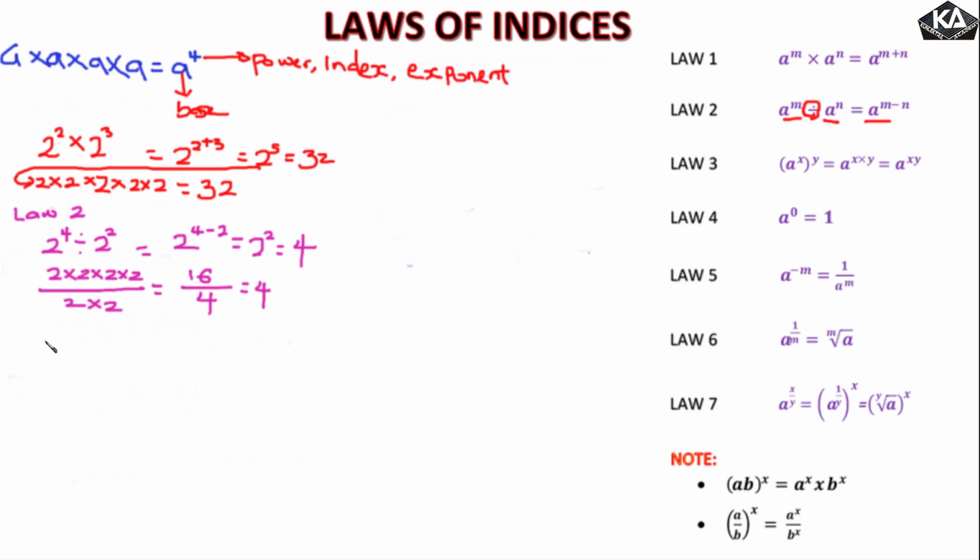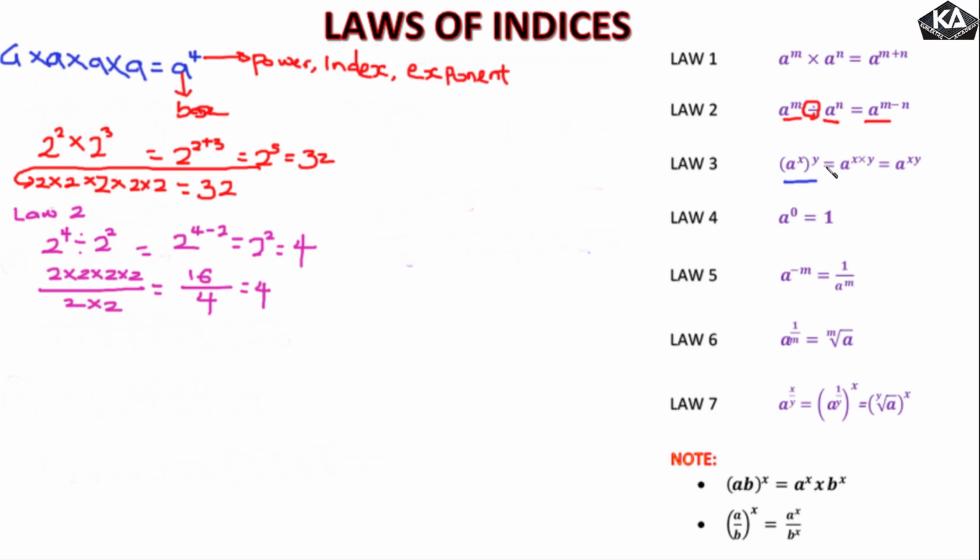Now, let's go to law 3. Law 3 says when you have a raised to power x, open bracket, a raised to power x, close bracket, raised to power y, then what will be the value we are getting from this? If we have this, you multiply the powers together, opening the brackets, holding the index.